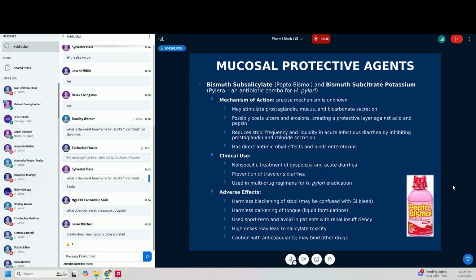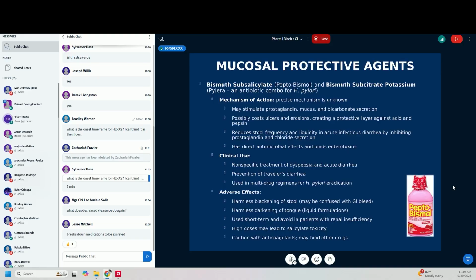We also have some minor antimicrobial effects of this medication. So that's why we can see it used in our patients who have H. pylori. Looking at our clinical use for our patients, remember the song for our Pepto-Bismol, and they're like, upset stomach, diarrhea. So all of those types of things.